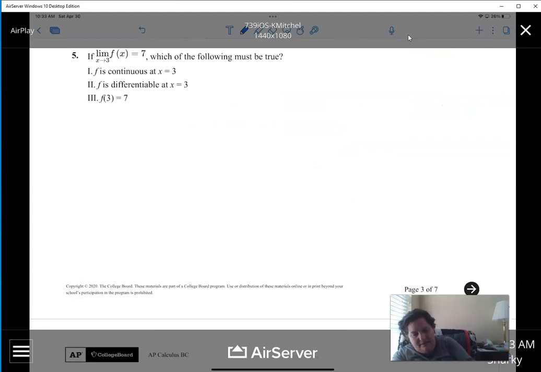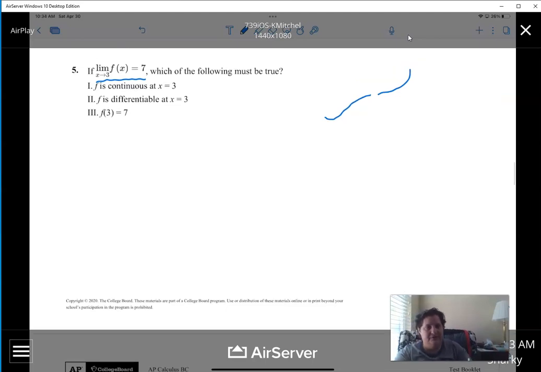If the limit as x approaches 3 of the function equals 7, which of the following must be true? Okay. Step 1. Does it have to be continuous? Do you guys think that this has to be continuous? If the limit exists, does it mean it has to be continuous? Absolutely not. There you go. Not continuous. But the limit exists.